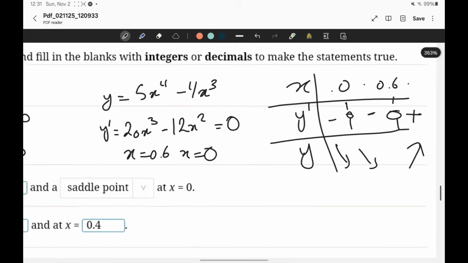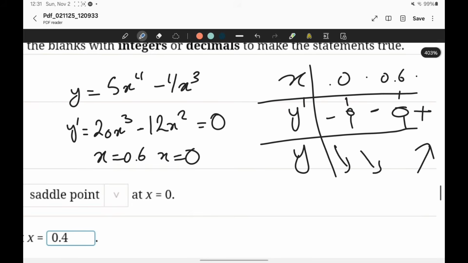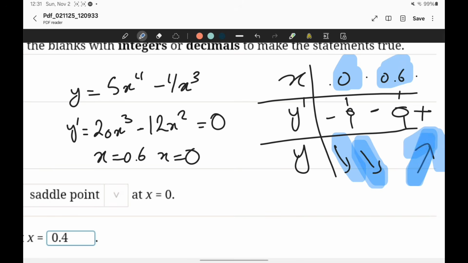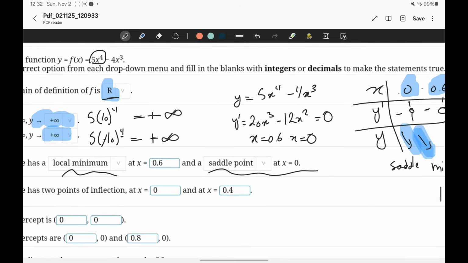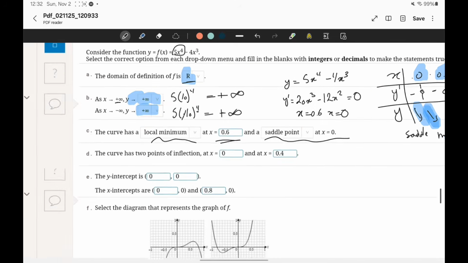Okay, so you can see that 0 is just a saddle point because it's down, then down. And 0.6 is a minimum, then up, so it's a minimum. Okay, so 0.6 is minimum, and 0 is just saddle. So saddle point at 0 and a minimum at x is 0.6.